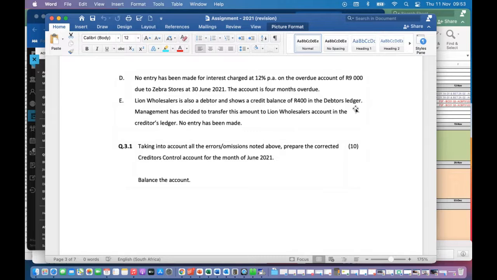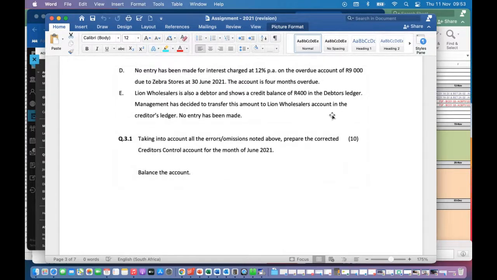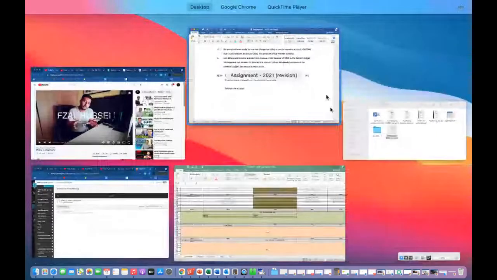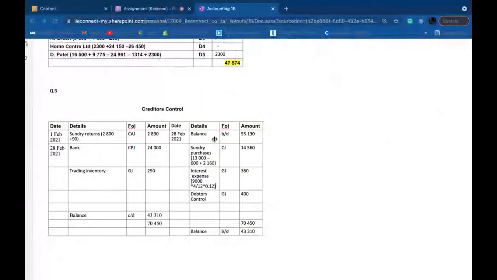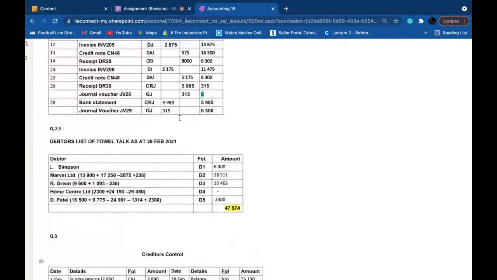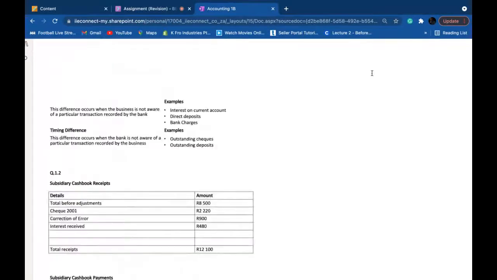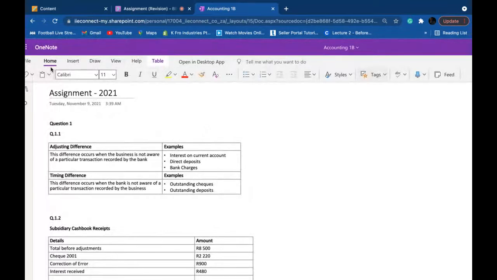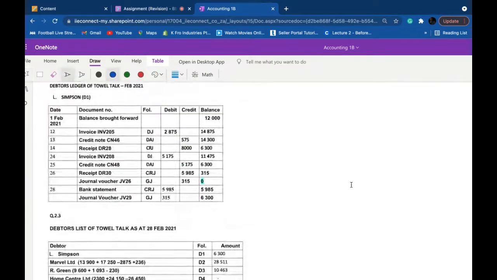So if we have a balance of 400 Rand on the credit side, what does that mean? Okay, what it means is that that person has overpaid. We owe them money. Okay, let me actually quickly draw this for you guys. Don't worry, guys, this is the last thing we do after this. So just hang in there for me.